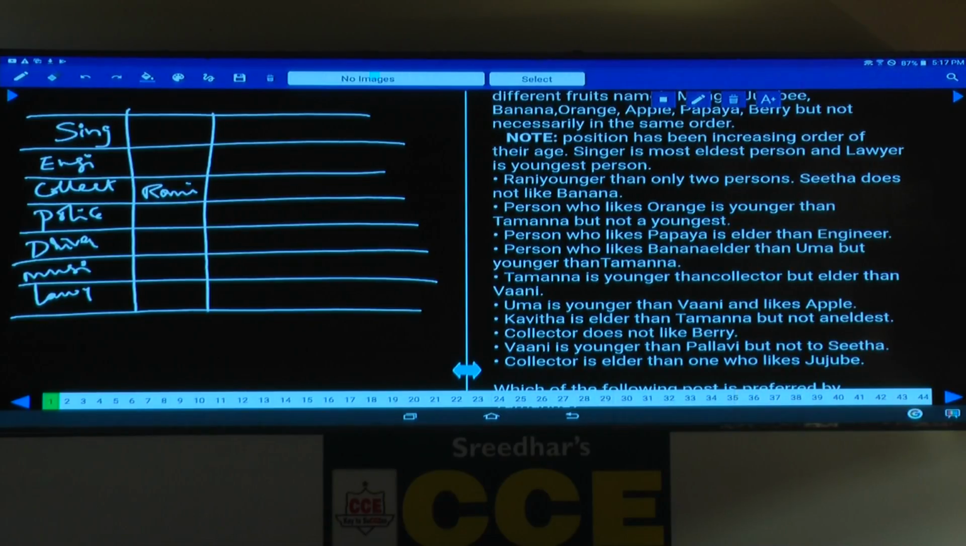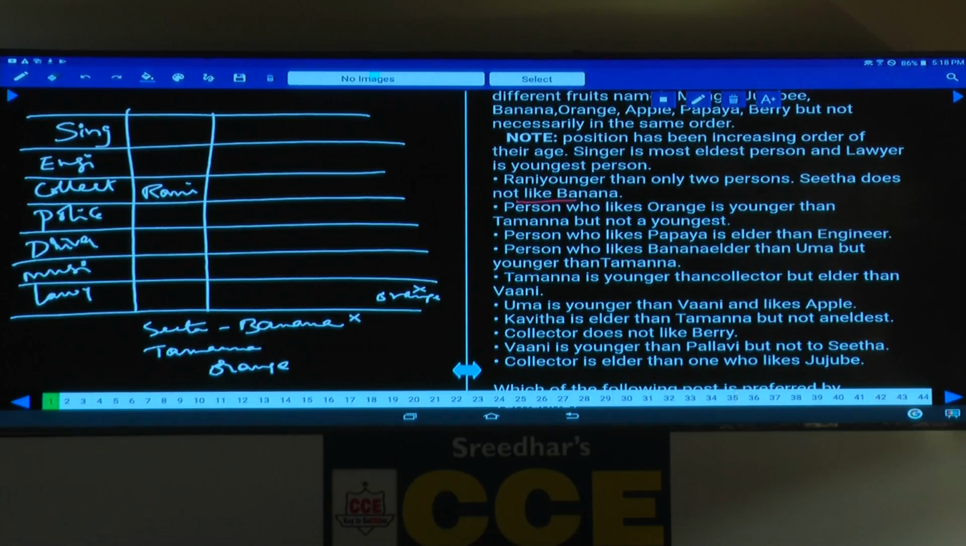Sita does not like banana. Hence Sita-banana is ruled out. And the person who likes orange is younger than Tamanna, but not the youngest. Younger than Tamanna, so the person who likes orange must be below Tamanna. But not the youngest means the liar is not orange. This liar does not like orange fruit, isn't it?